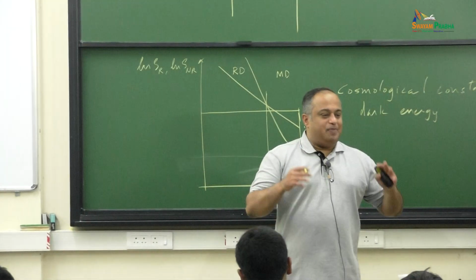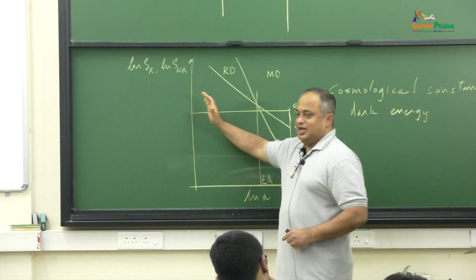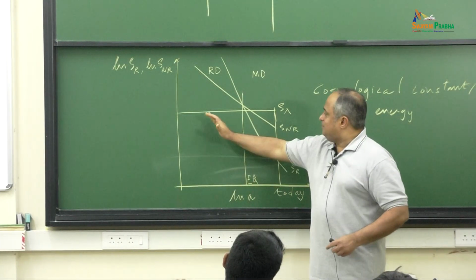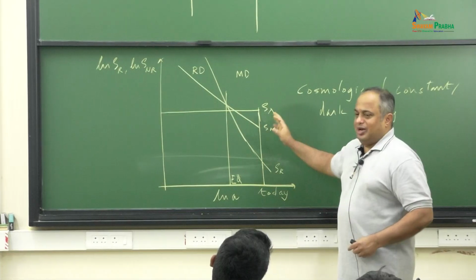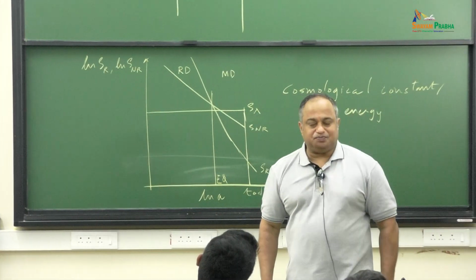But this Big Bang model, what is the Big Bang model? That the universe began in a hot, dense phase. There was radiation domination, then matter domination, and then lambda domination. It has a problem. And what is the problem? The problem is as follows.